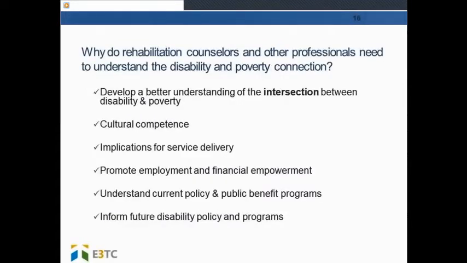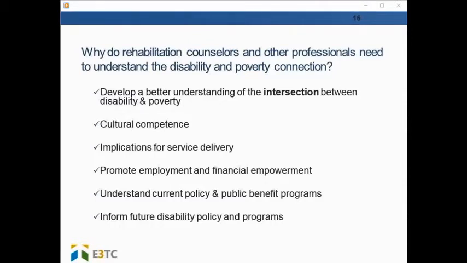So why do rehabilitation counselors and other professionals need to understand the disability and poverty connection? First, we need to develop a better understanding of the intersection between disability and poverty. And we use that term very intentionally, intersection, referring to social justice, intersectionality, but understanding that disability and poverty can be deeply interwoven. Based on our earlier part of the discussion, we know that individuals with disabilities are less likely to be employed and are more likely to live in poverty than any other demographic group.